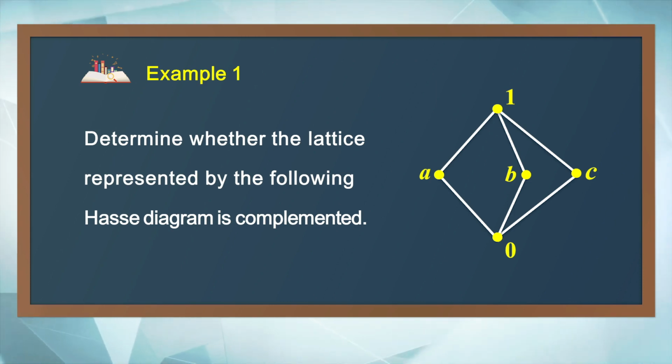First, determine whether it is a bounded lattice. Does it have a greatest element? Yes. Which element? Element 1. Does it have a least element? Yes. Which element? Element 0. So, it is a bounded lattice. Determine whether each element in the lattice has a complement.